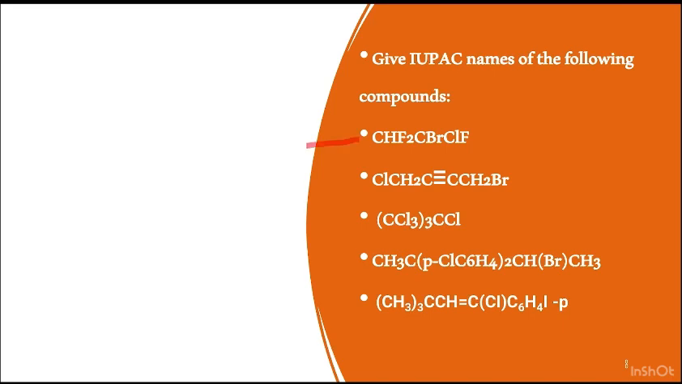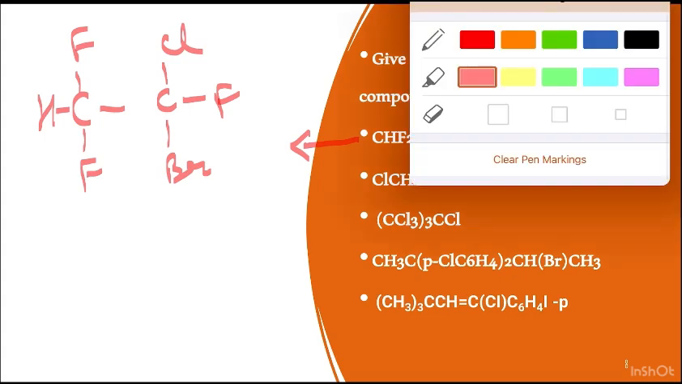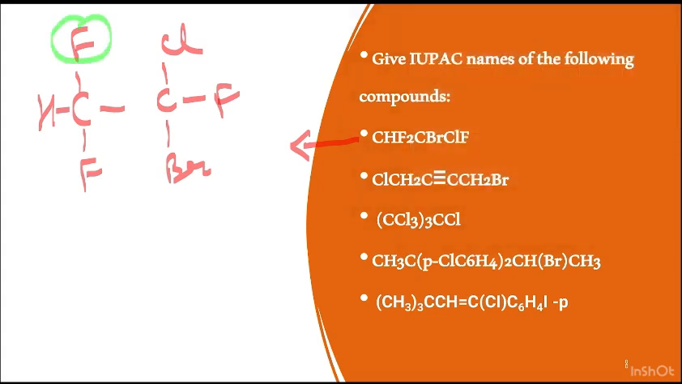Let's take the first one, CHF2 and then CBrClF. So there are 2 carbons I can see. On the first you have CH and you have 2 fluorines. On the second you have Br, F and Cl. So when I write the name, I have to see there are 1, 2, 3 fluorines on first and second carbon.